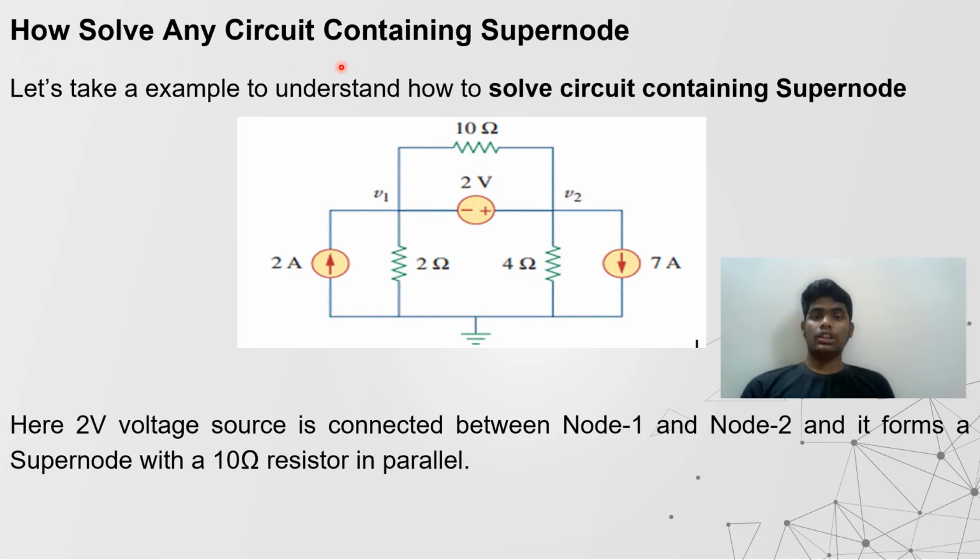How to solve any circuit containing a supernode? Let's take an example to understand how to solve a circuit containing a supernode. Here v1 and v2 form the supernode. In between there is a voltage source, and 2 amperes and 7 amperes are the current sources, where resistors of 10 ohms, 2 ohms and 4 ohms are given, and this is the reference node. Here a 2 volt source is connected between node 1 and node 2 and it forms a supernode with a 10 ohm resistor in parallel.